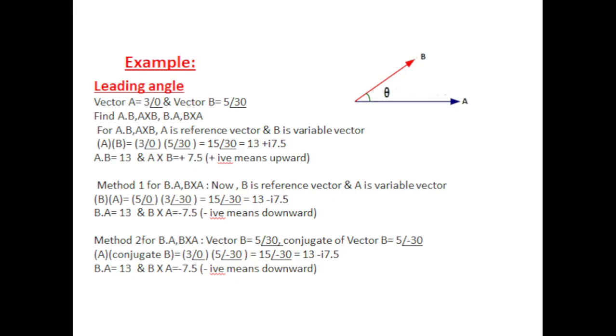Method 2 for B dot A, B cross A. Vector B equal to 5 angle 30, conjugate vector equal to 5 angle minus 30. A into conjugate of B equal to 3 angle 0 into 5 angle minus 30 equal to 15 angle minus 30, that is equal to 13 minus i 7.5. B dot A is equal to 13 and B cross A is equal to minus 7.5, that is, the negative sign means downward.